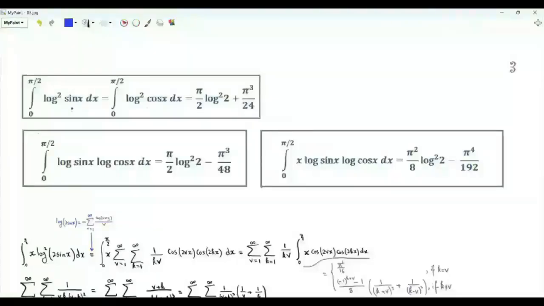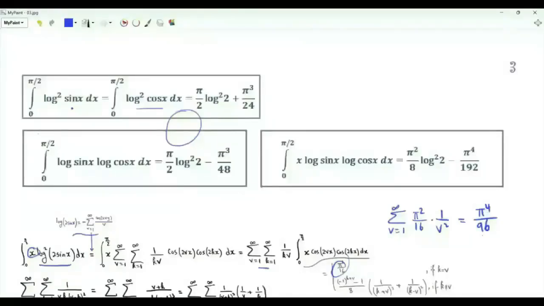By changing x here to pi over 2 minus x, we get the integral of the square of log cosine x. We have these integrals from the previous page. What about the integral of the square of log 2 sine x times x? We use the Fourier series and interchange the order of integration and summation. We have this double sum. When k is equal to v, the integral is pi squared over 16. The double sum becomes summation v from 1 to infinity, pi squared over 16 times 1 over v squared. That's pi squared over 16 times zeta of 2. We get pi to the power 4 over 96.